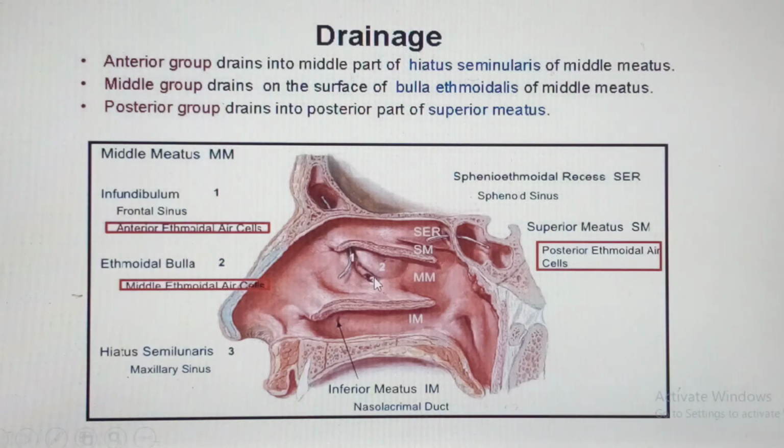Then the one which you don't see over here, that's the maxillary sinus, will be opening directly into what we call the hiatus semilunaris. So it makes sense. That's how God designed it to be.